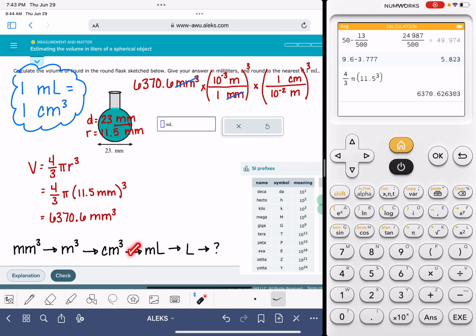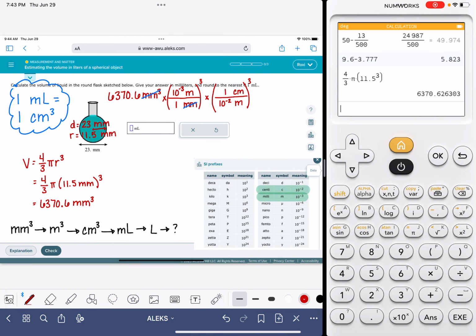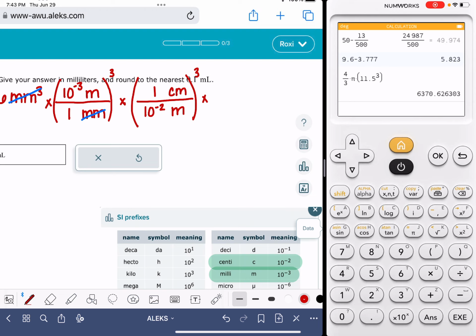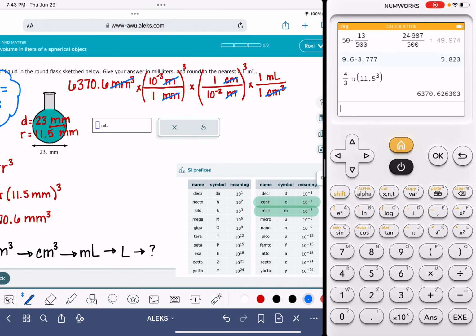Our next step is to convert from cubic centimeters into milliliters, and that is just a 1-to-1 relationship. So that's a really easy conversion factor. 1 cubic centimeter is equal to 1 milliliter. We almost don't even need to write it down, although it doesn't hurt anything to write it down. This is not going to do anything mathematically to the number. That is just going to switch our units. So that cancels the cubic centimeters, and we're going to be left with milliliters.